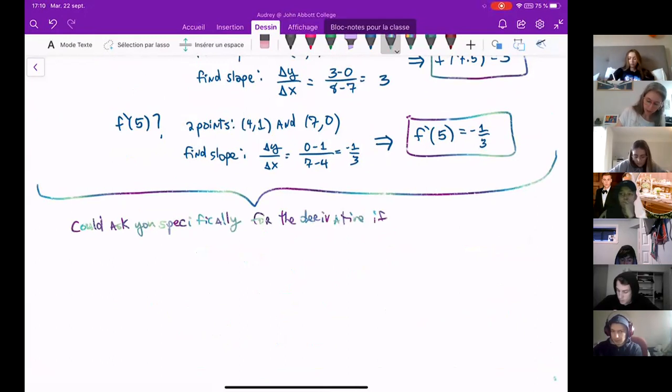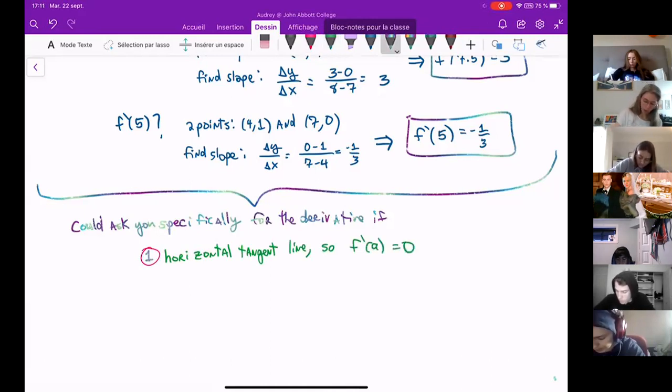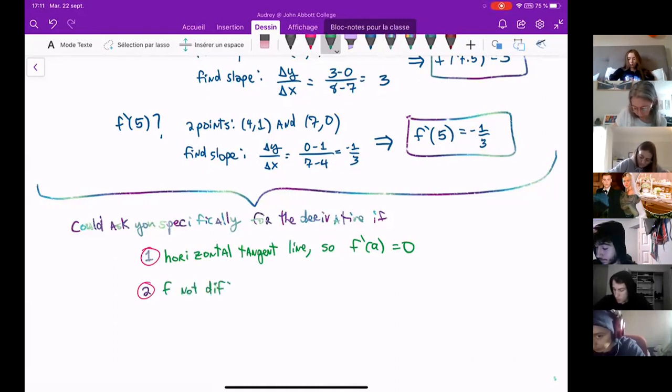So the first case was we had a horizontal tangent line. So f prime of A is equal to 0. The second case is f not differentiable. So in other words, I have a discontinuity.